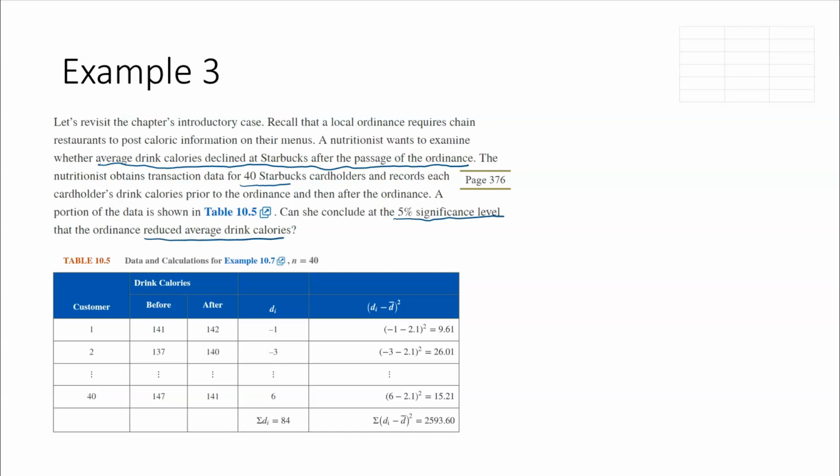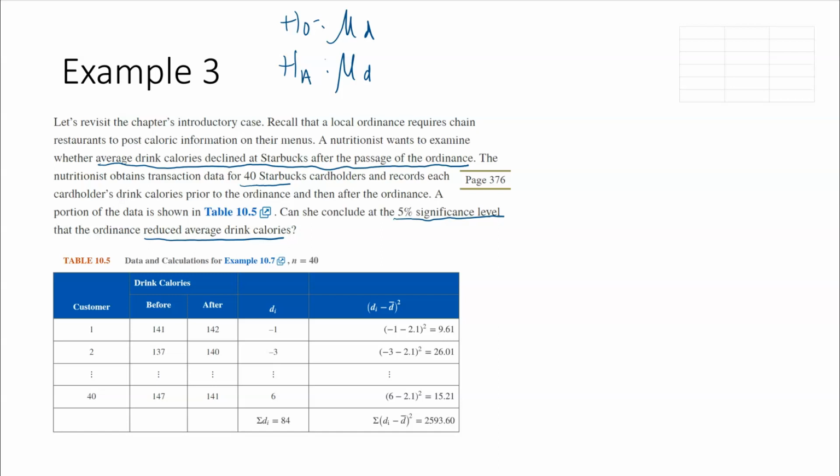Did it reduce the average calories? So let's start. We always need our null and our alternative. So what do they want to know? They want to know if the ordinance reduced the average drink calories.